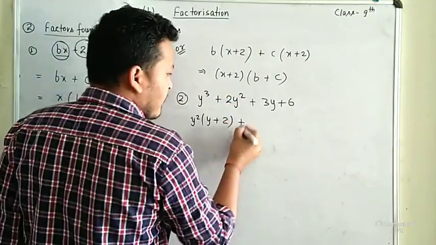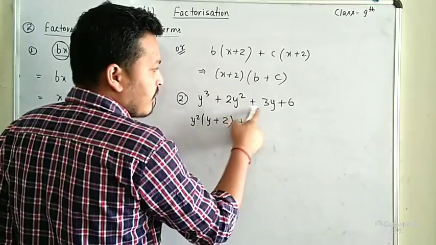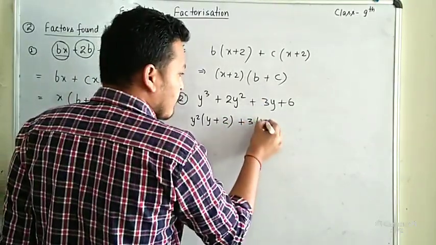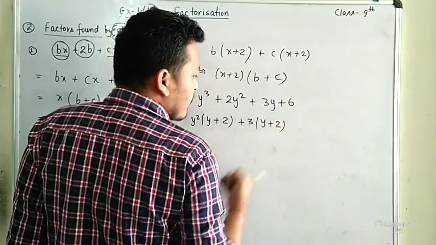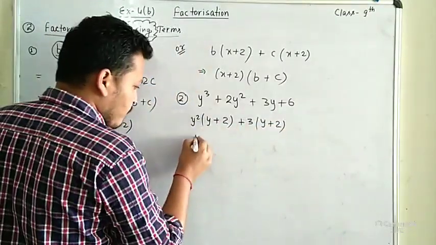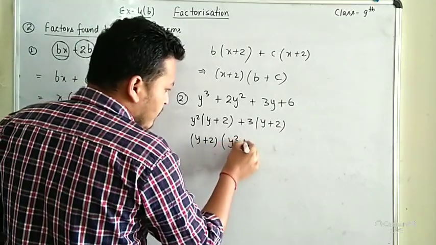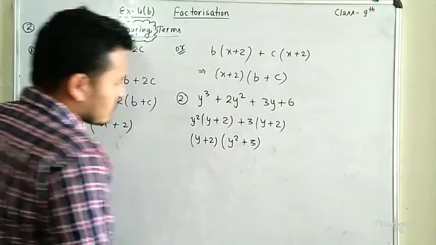In the second part, the sign is plus, and 3 is common, so we get 3 times y plus 2. In the whole expression y plus 2 is common, so then y square plus 3. This is our solution.